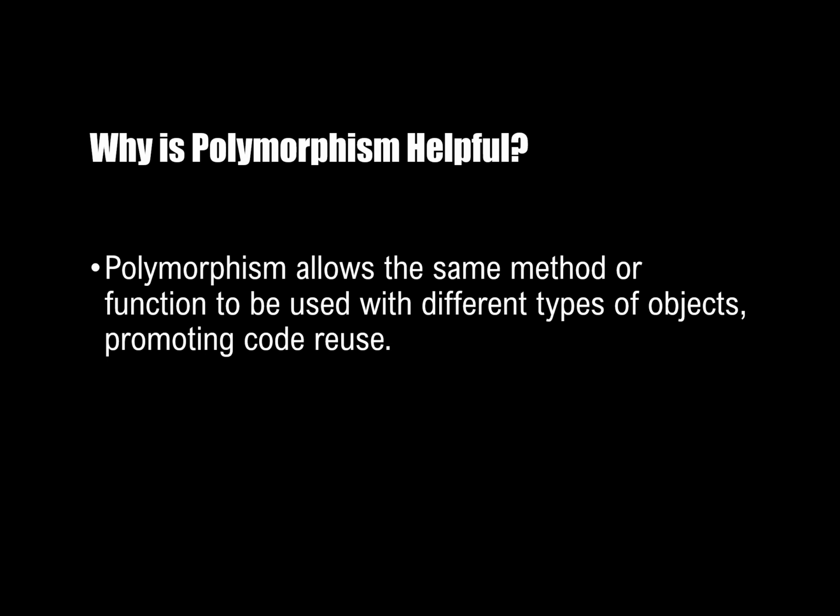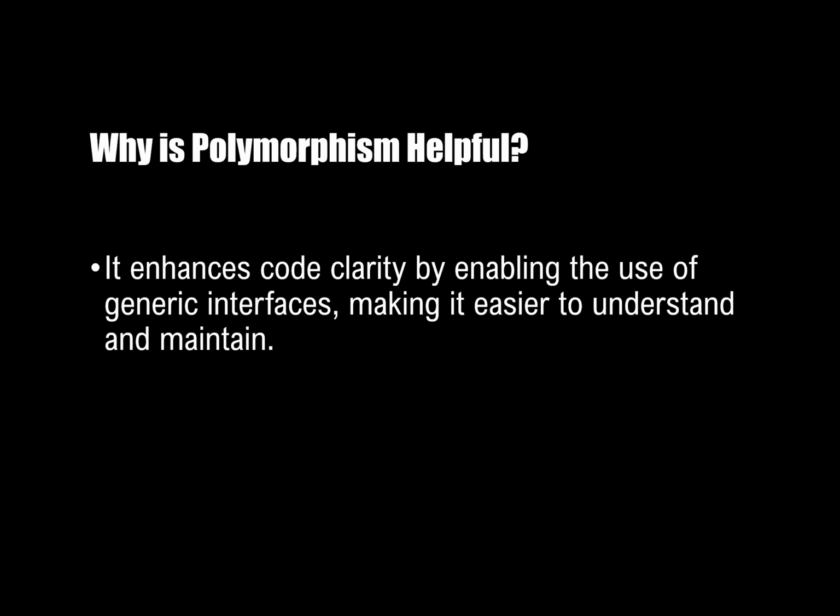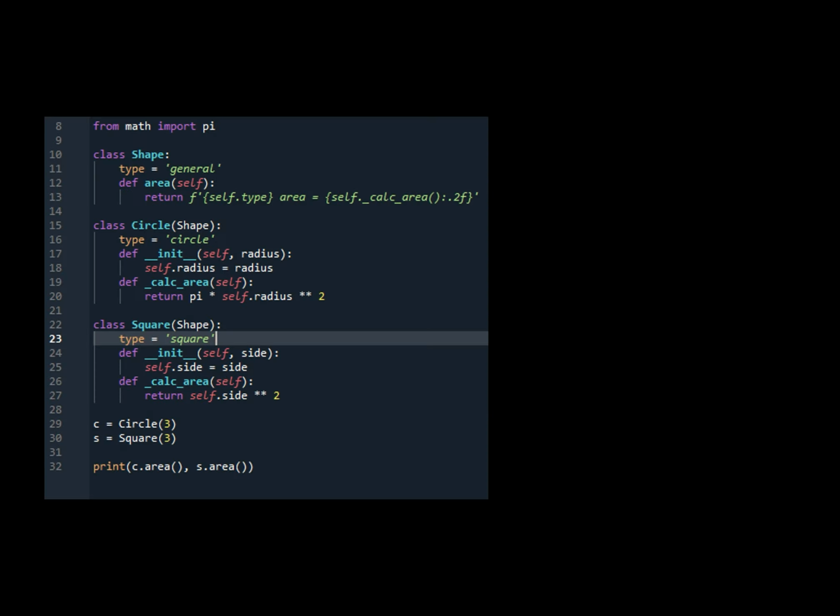So why is this helpful? Polymorphism allows the same method or function to be used within different types of objects, which promotes code reuse. And hopefully today's code along exercise will make that apparent. It enhances code clarity by enabling the use of generic interfaces, making it easier to understand and maintain. It's going to clean up your code because you will only have to define certain methods one time within classes, and then you can access that same method from other classes that inherit it. So let's go ahead and get started.